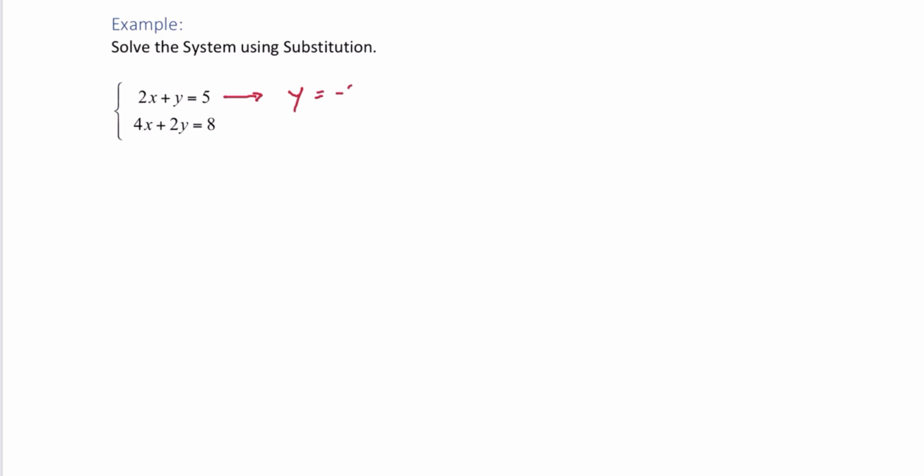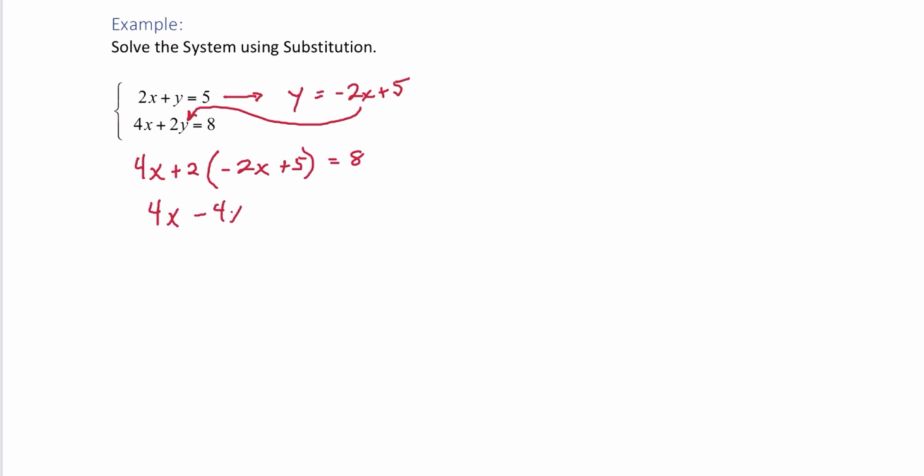Y equals negative 2x plus 5. And then we're going to take that expression and plug it in for y in the other equation. 4x plus 2 times, replace y with negative 2x plus 5. And that equals 8. Distribute the 2, we get 4x minus 4x plus 10 equals 8. 4x minus 4x, if we combine those, they go to 0, and we end up with 10 equals 8.